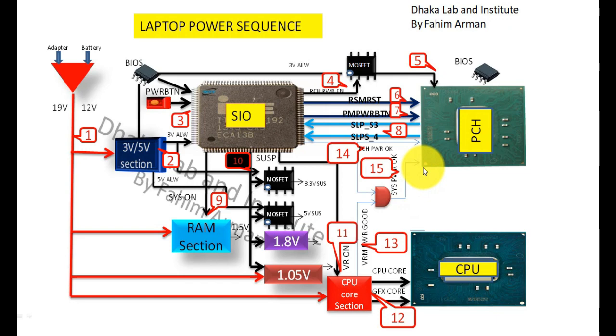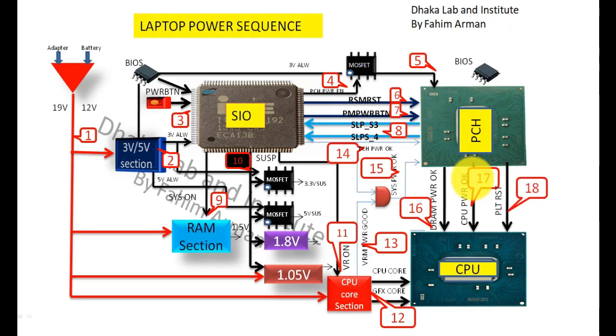And when PCH gets system power okay, then PCH will pass a signal named DRM power okay, and PCH will also pass CPU power okay. And another very important signal, PLT reset, is also passed from PCH to CPU.